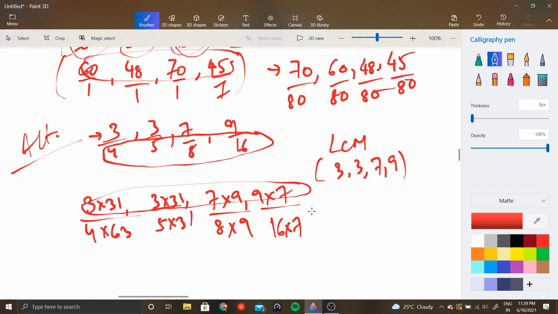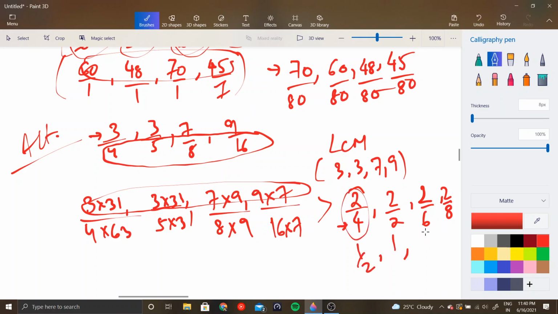Let me show you a simplified example. Suppose you have 2 by 4, you have 2 by 2, you have 2 by 6, you have 2 by 8. Now see, when you divide a number with a denominator, the larger the denominator, the smaller is the number. So this is half, this is 1, this is 1 by 3, this is 1 by 4. Correct? So 1 is the greatest because the denominator is the lowest. Then you have half because the denominator is second lowest. Then you have 1 by 3 and then you have 1 by 4. Right?